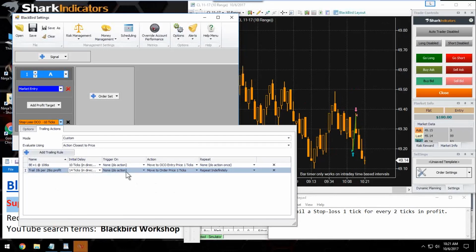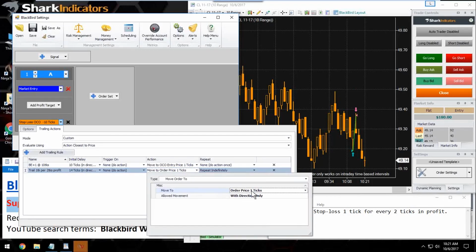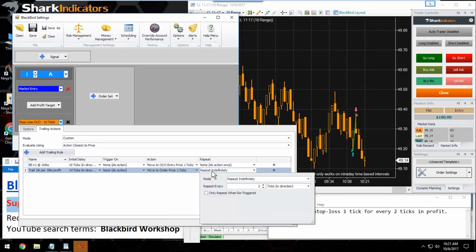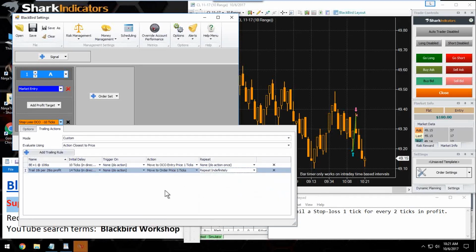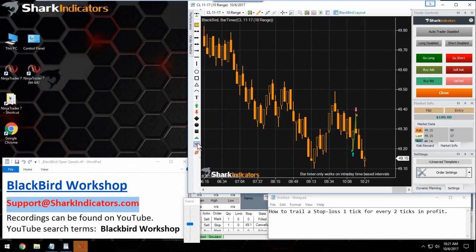All right, so there's our delays. Again, no trigger. The action is already set up for us, right? We're taking the order price and then adding 1 tick to it, and the repeat is also set up for us. So we're good to go. All we had to do is add a delay into the trailing there. All right, so let's give this a test here.